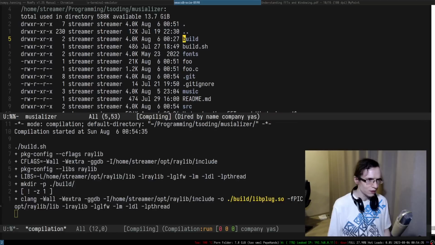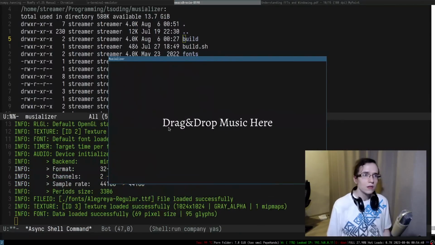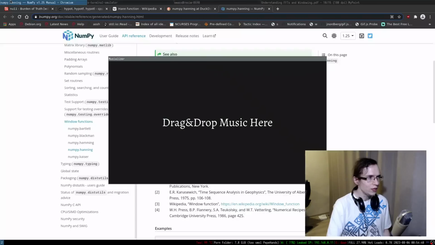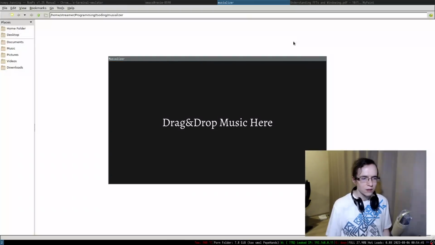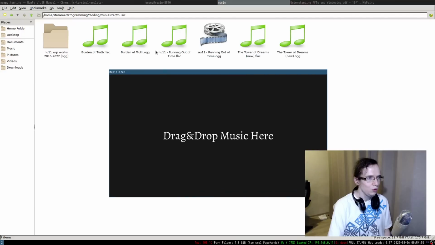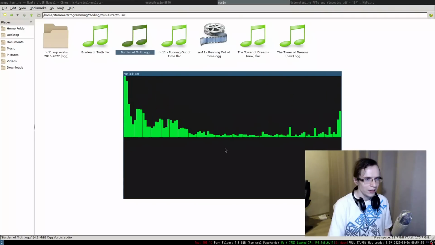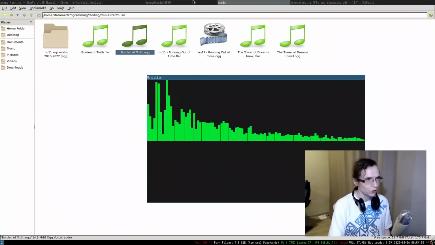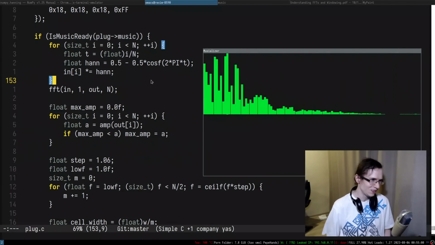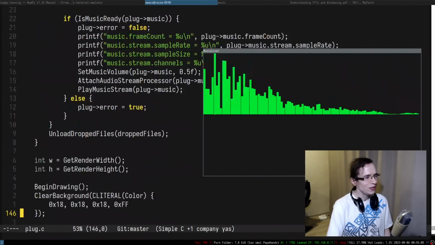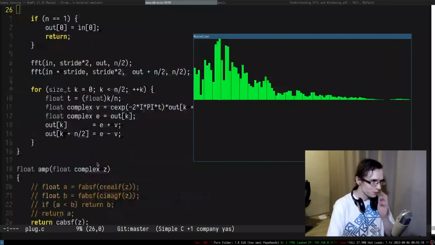So build.sh. Let's just run the build for the visualizer. There we go. And where is my... Okay, I don't have a file manager. PCM FM. So give me some music. Yeah, it doesn't really help that much. Let me see what we can do. It's just going crazy. It's freaking going crazy.